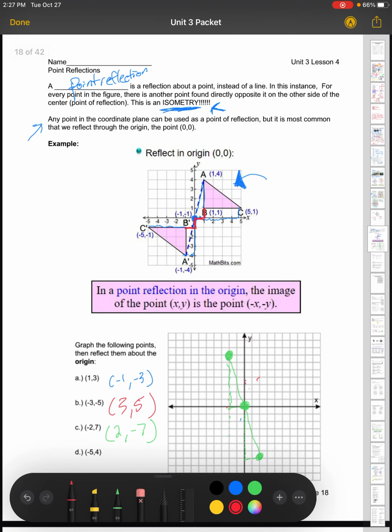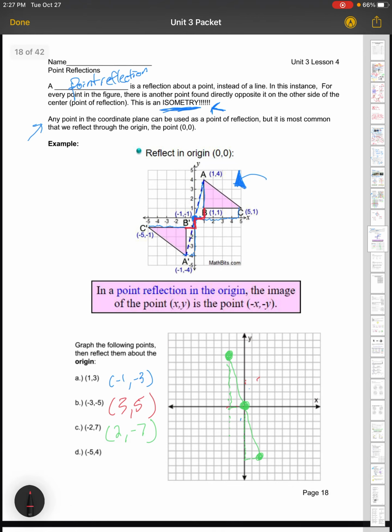And then lastly, we are working with -5, 4. So -5, 4 would be about here. We go down 4 over 5. We end up here. So this point would be 5, -4.